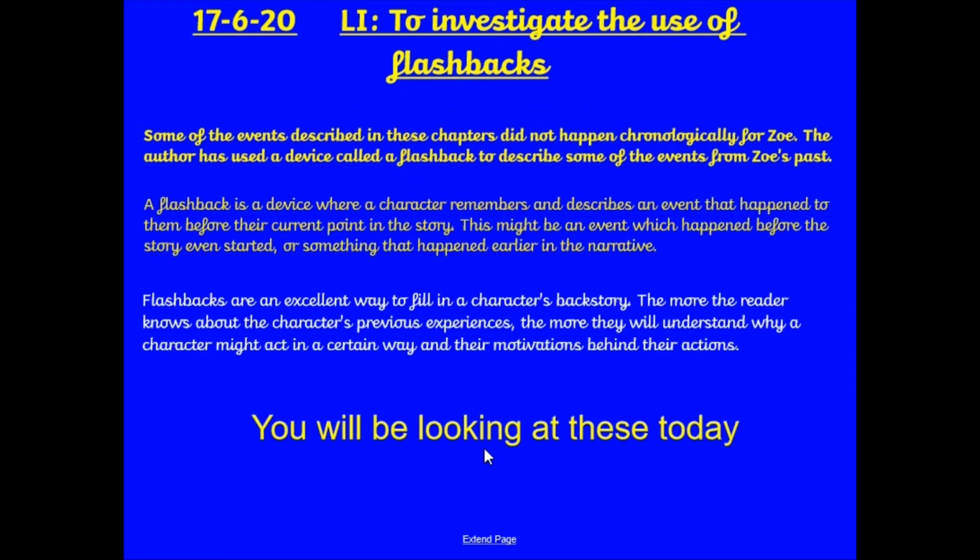Now, if we look at the flashback part of it, which is to do with your work today, some of the events described in the first two chapters didn't happen chronologically. The author's telling them not as they have happened, but we are using flashbacks. Again, this is a device that the author has used to describe some of the events from Zoe's past. Now, a flashback is a device where a character remembers or describes an event that has happened to them before the current point of the story. Now, this might be an event which has happened before the story's even started, or something that even happened earlier in the narrative, earlier in the story.